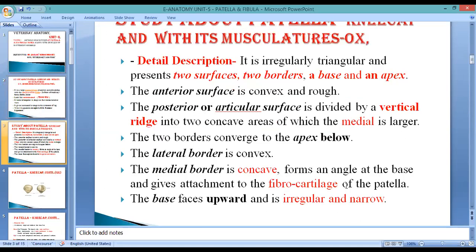That is the part of the menisci which comes in contact with the patella as well as the proximal part of the tibia and with the condyle of the femur. So that's okay. Any query? We will discuss later on.